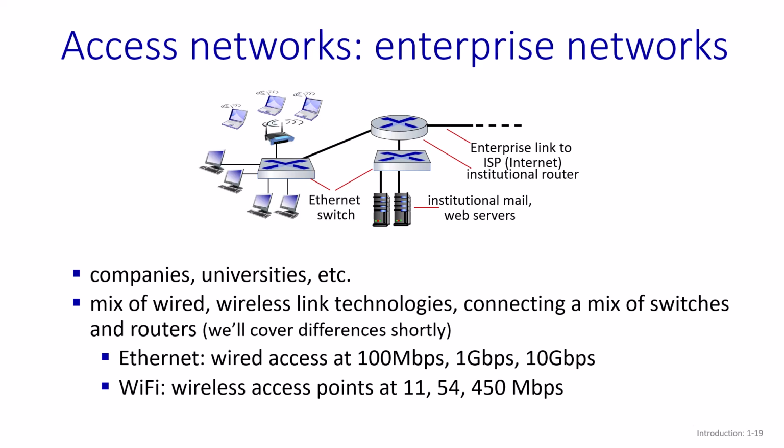And now, of course, using these switches, we are connected to an edge router, which is connected by an enterprise link to an ISP, internet service provider. These are also called institutional routers. Of course, these have more capacity compared to home routers because many clients, hosts, or end systems are connected to this router. They are connected to the internet, and in enterprise networks we may have institutional web servers or mail servers, also called exchange servers, and depending on the organization, DNS servers, and some other types of servers.